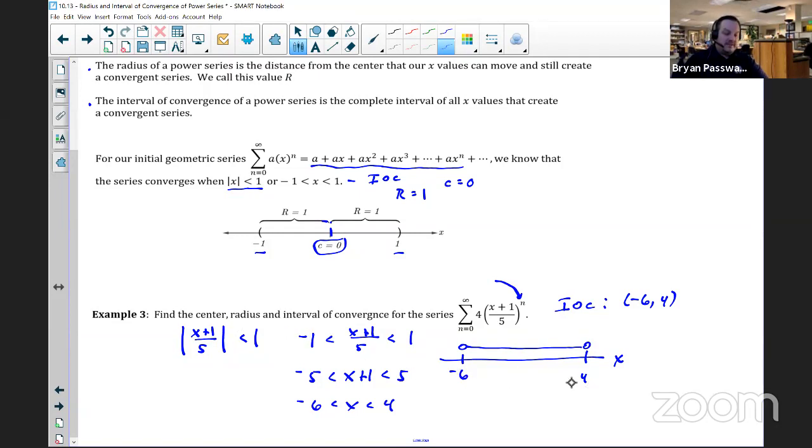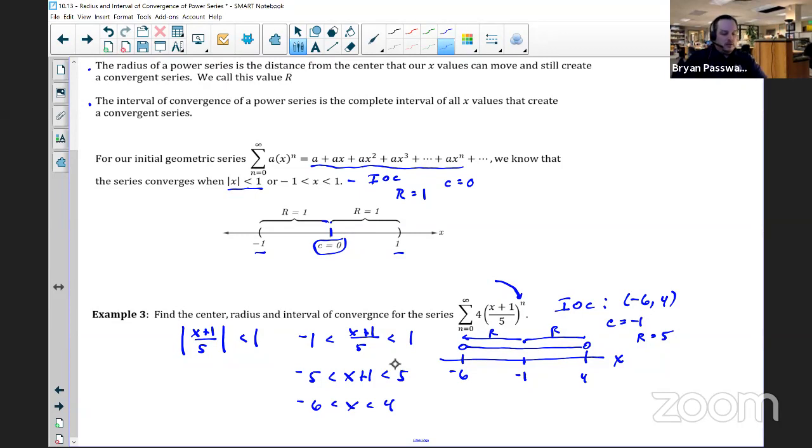Well, if I have a -6 and I have a 4, the center of those two values, what's right in the middle of -6 and 4? Well, mentally, we can kind of figure out that it's just -1, right? So the center is going to be -1. And then the radius is from that center, how far could we move in each direction, right? How far were we able to go in each direction from the center? Well, if we're starting at -1, we can see that we were able to move a distance of 5 in each direction, right? And so our interval of convergence was (-6, 4), the center was -1, and the radius was 5.